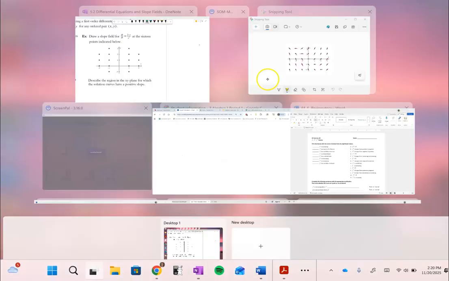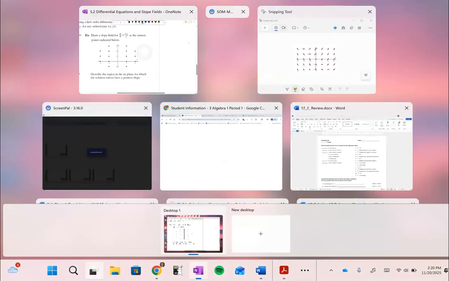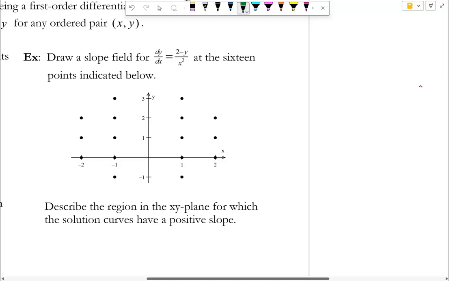Okay, I'm going to just write out my y values. So if I look at my y values, I've got 3, 2, 1, 0, and negative 1. And then my x values, I know I'm kind of writing off screen here. I'm going to have negative 2, negative 1, 0, 1, and 2.